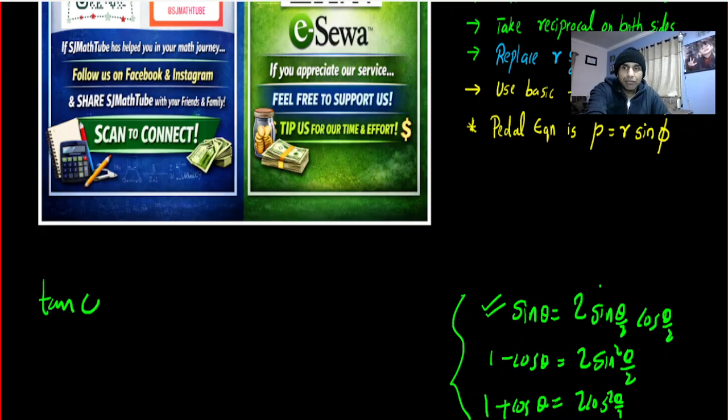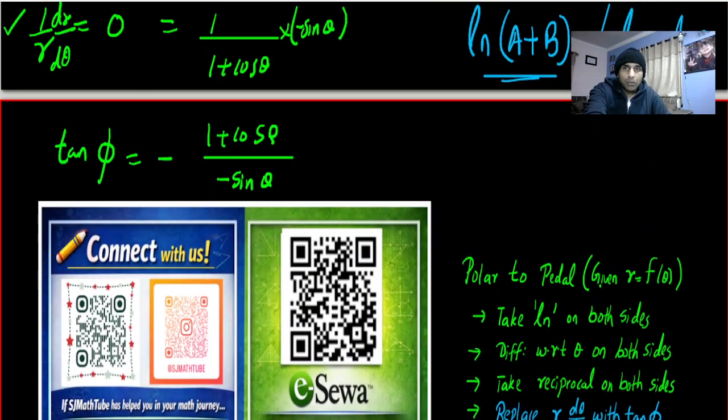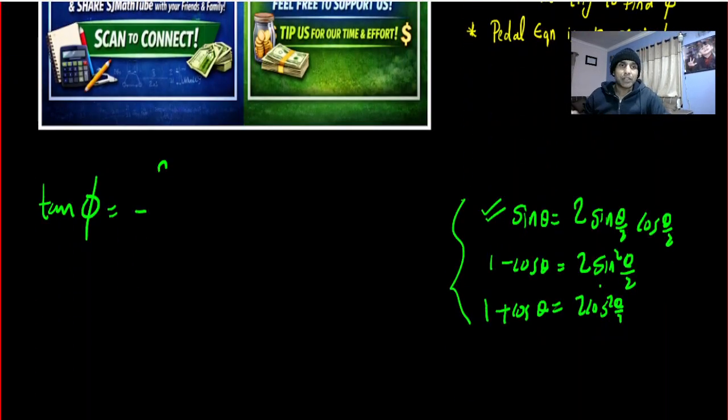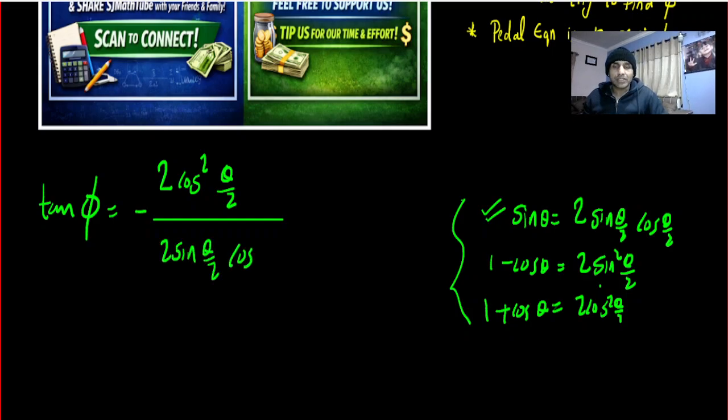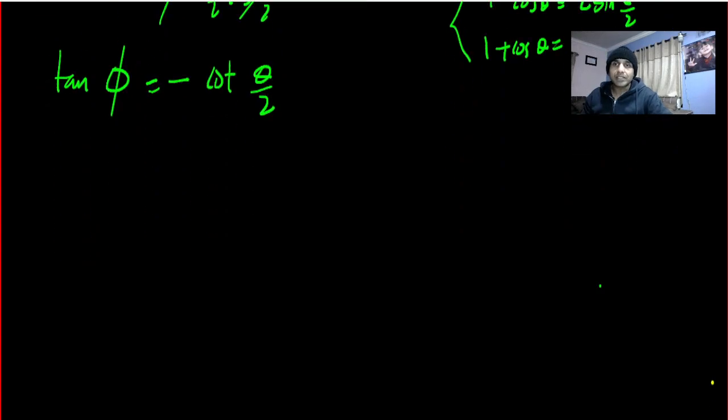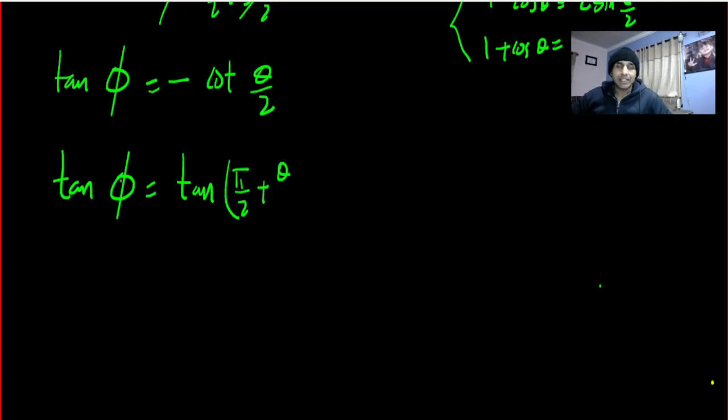So I got tan phi is equal to minus 1 plus cos theta, that's going to be 2 cos square theta by 2, the whole divided by 2 sin theta by 2 cos theta by 2. It gets cancelled and I get tan phi is equal to minus cot theta by 2. Now the question is, are you good with basic trigonometry? So tan phi is equal to, tell me, what's that? Okay, that will be tan of 90 plus theta by 2.